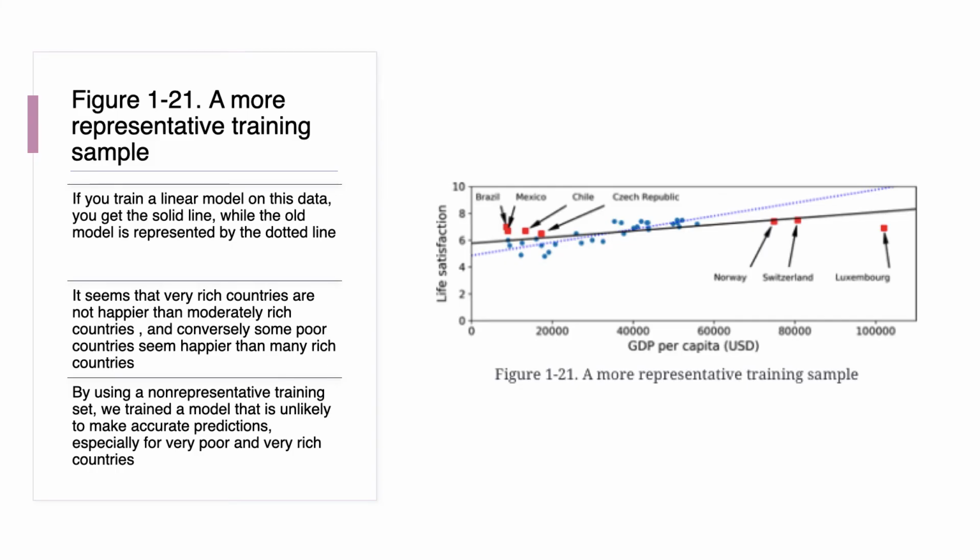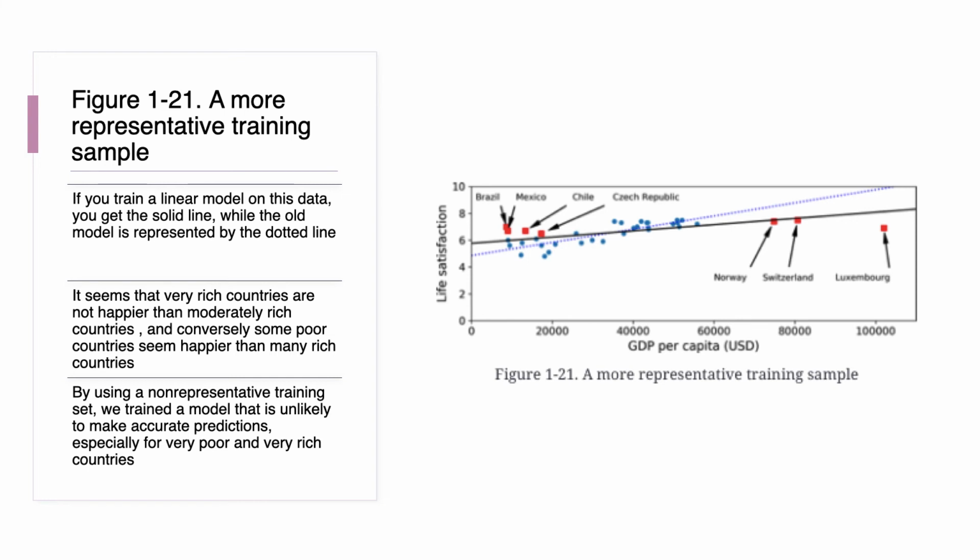If you train a linear model on this data, you get the solid line, while the old model is represented by the dotted line. As you can see, not only does adding a few missing countries significantly alter the model, but it makes it clear that such a simple linear model is probably never going to work well. It seems that very rich countries are not happier than moderately rich countries. In fact, they seem unhappier, and conversely some poor countries seem happier than many rich countries. By using a non-representative training set, we trained a model that is unlikely to make accurate predictions, especially for very poor and very rich countries.